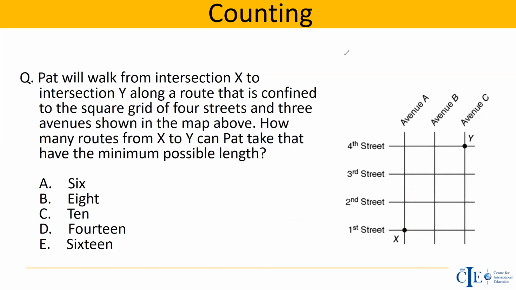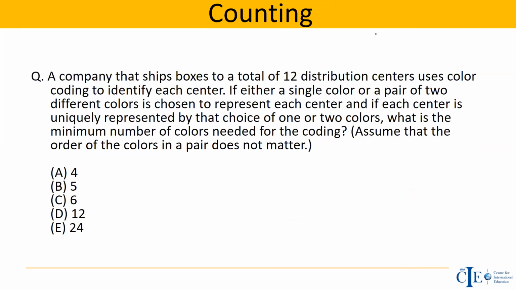Or total minus all the routes that will not be passing through Z, but that would be difficult because then you'll have to list them out. So this would be a better way of looking at it. Okay, check this. Good question. It's a little long, but it's a good one. Check.